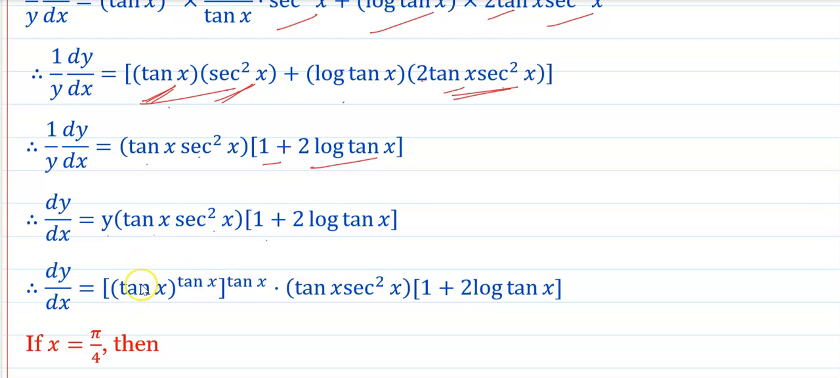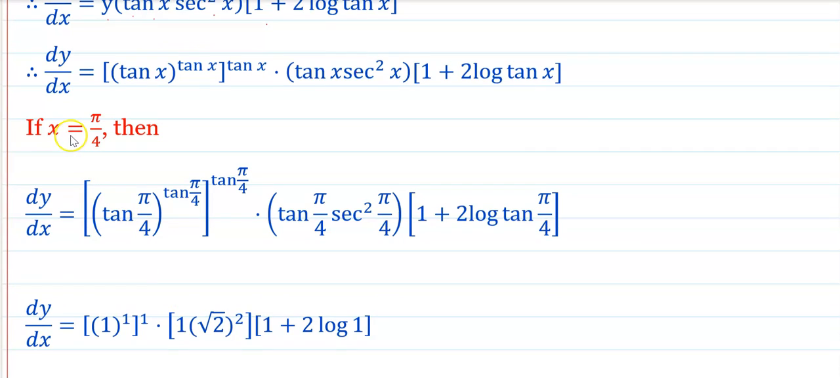Substitute the value of this y. What is y? Tan of x bracket to the power tan x, into tan of x into sec square x in bracket 1 plus 2 times log of tan x. Put x is equal to pi by 4. Then what you will get? dy by dx is equal to tan of x means what? Tan of pi by 4, bracket to the power again tan of pi by 4, bracket to the power tan of pi by 4, tan of pi by 4 into sec square pi by 4, 1 plus 2 times log of tan of pi by 4.